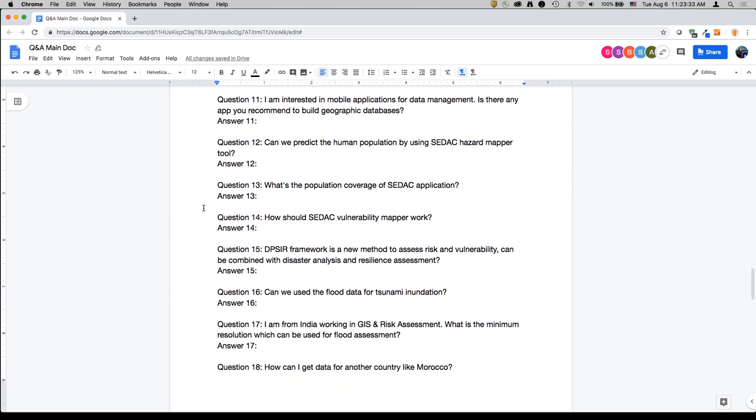Question 11 is also about mobile app for data management. Is there any app you recommend to build a geographic database? Susanna may have the answer for that.